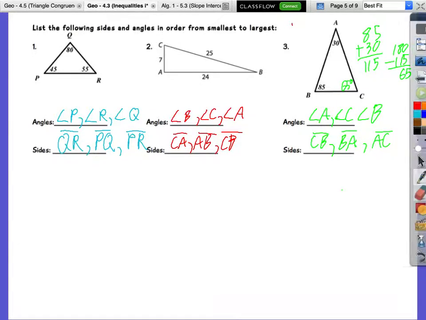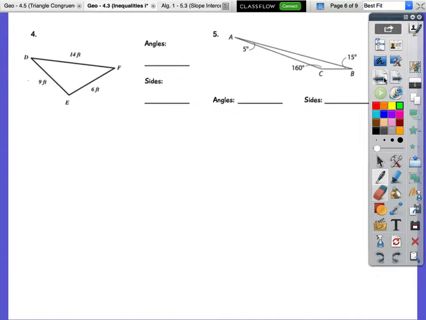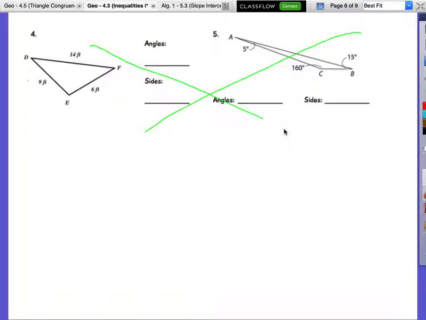Okay. We're going to skip 4 and 5, and we're going on to the back, the next page here.